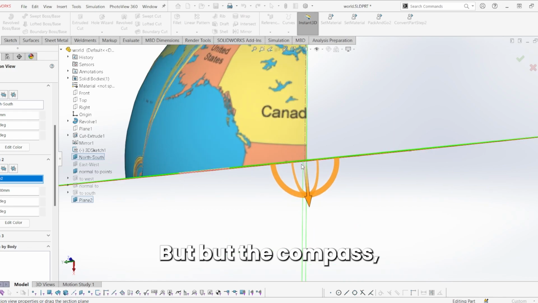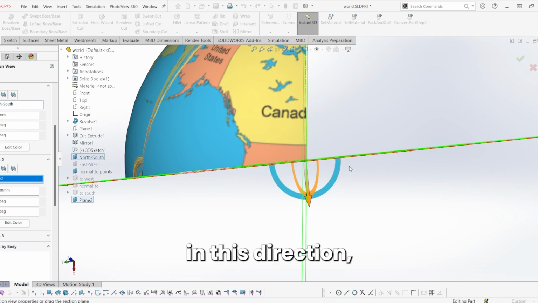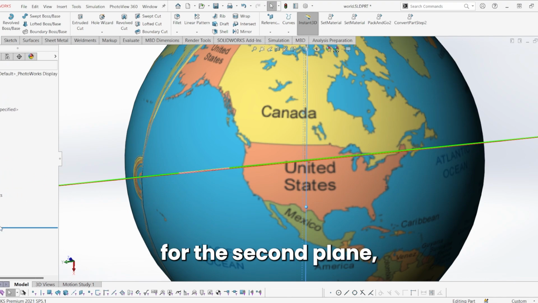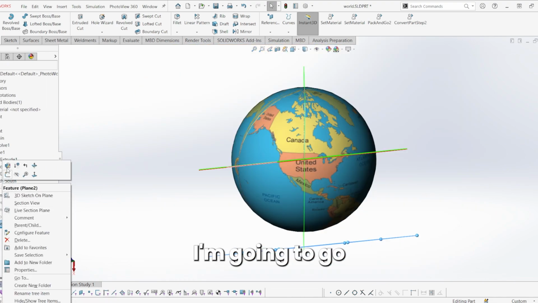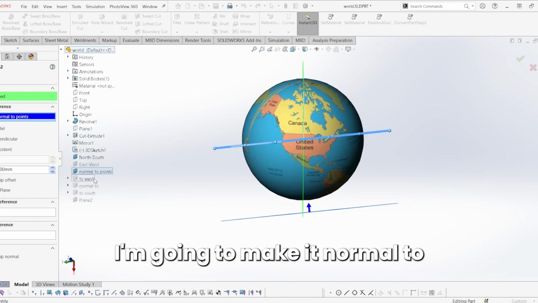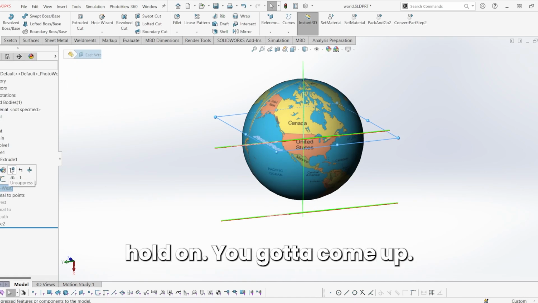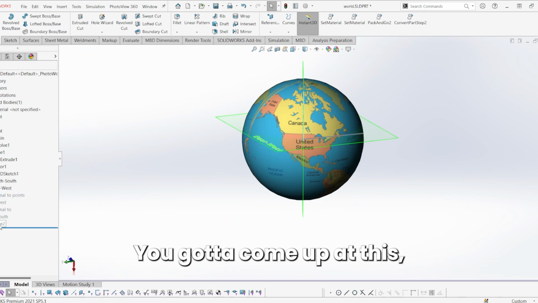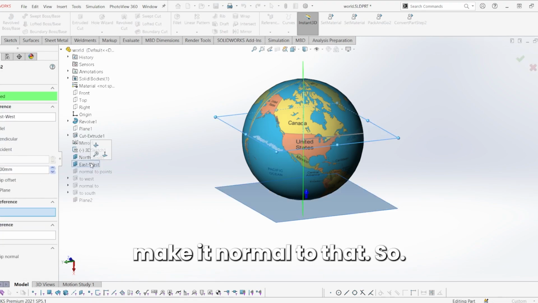I'm cutting that way, right? But the compass, wherever you are, at whatever incline, will always point west in this direction, which is why you need to cut normal 2. So we're going to do that for the second plane, God willing. I'm going to go edit this feature. Instead of make it normal to that, I'm going to make it normal to, hold on, you got to come up, you got to come up, edit this, make it normal to that.